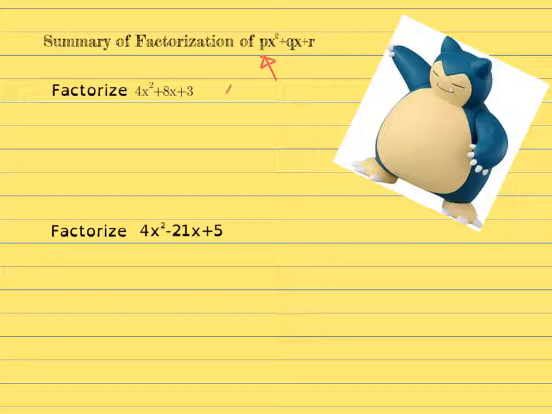So as you know, it can be 4x times x. It can be 2x times 2x. Okay, if it has other possible combinations, you need to think about it too. And then how about the last one, the 3? You know that 3 is a prime number, so it's just 1 times 3. And then the middle term is 8x, so you need to think how to put it in a good position to get the answer.